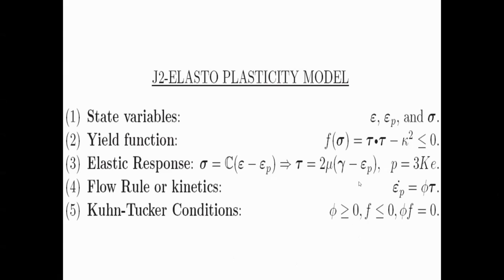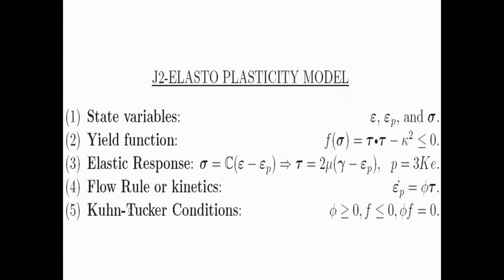Sigma is equal to C into epsilon. So what is the dimension of that C? This is going to be a fourth-order tensor. If you have stress as 9 quantities and strain as 9 quantities, this will be a 9 by 9, that is, 81 quantities.